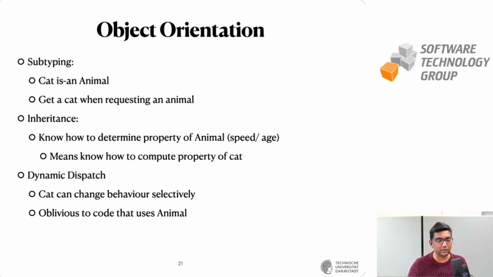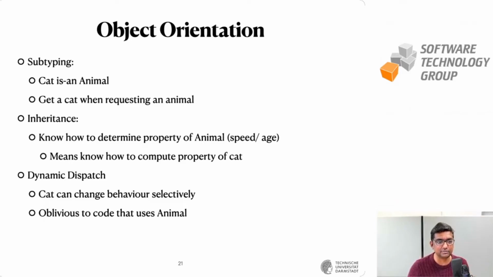Inheritance essentially says that whatever property my supertype has, or whatever the property of interest is, I can inherit. For example, if animal has a way it computes age or speed of the animal itself, this means that I know how to compute the same property for a cat. Dynamic dispatch, on the other hand, allows you to dynamically modify select behaviors, right? So maybe animals yell in a certain way or speak in a certain way, but a cat meows. So that's a dynamic variant of the behavior, right?